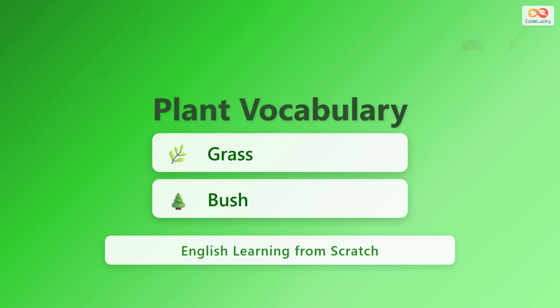Grass and bush are 2 more plant words. Grass has many short, thin green blades close to ground. You see grass in parks and fields. Bush is small plant with many woody branches, but not as tall as tree.